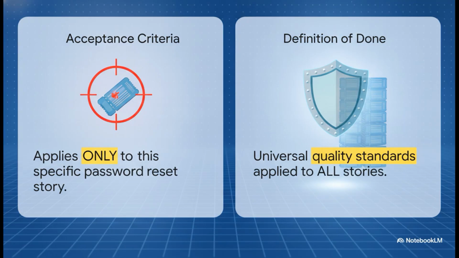Acceptance criteria apply only to a specific feature, like that 15-minute link expiry for a password reset that we were talking about. But the definition of done, those are universal overarching quality rules applied across the board to every single story the team ever touches. Think of definition of done as your ultimate quality check. It might mandate that the code isn't just written, but it is thoroughly peer reviewed by a senior developer.